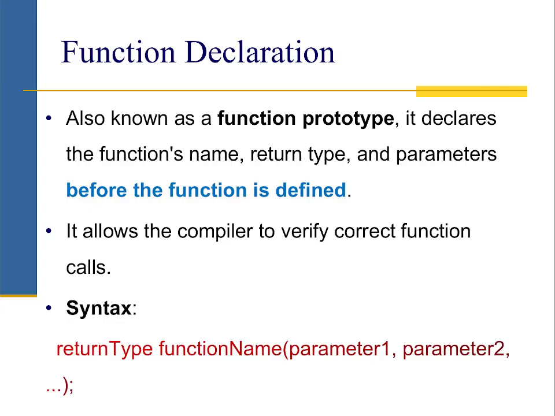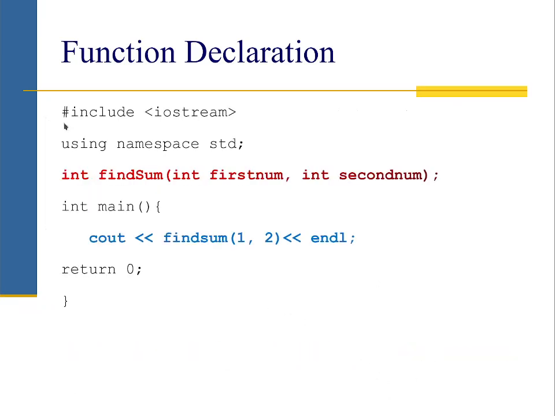And this is how we declare a function, also known as a function prototype. It declares the function's name, return type and parameters before the function is defined. It allows the compiler to verify correct function calls. And this is how it begins: the return type, the function name and the parameters. Basically, just like this, we are using int as a return type. It should return an integer for us, and per the syntax, this is our function name, and these are our parameters. We are giving it a first parameter. We are creating a first variable with the int data type, and this one to be the second number with the int data type. And when we are calling it, we call it like this. We look further than that.